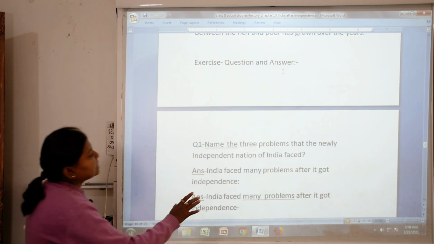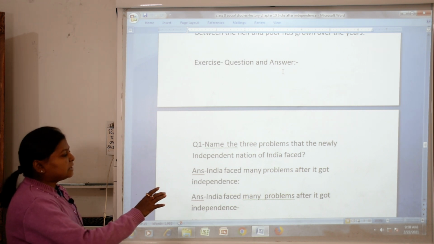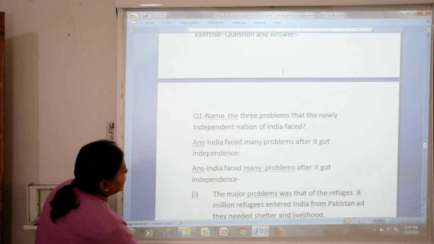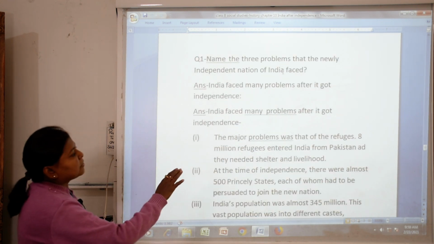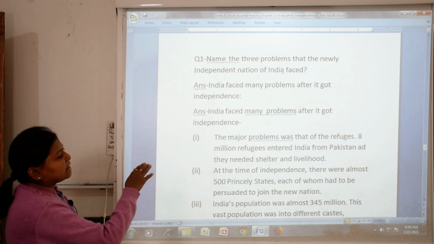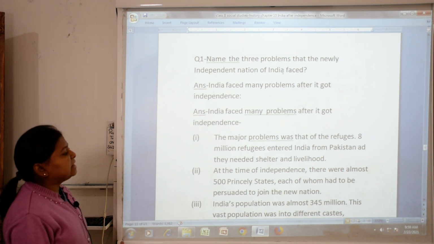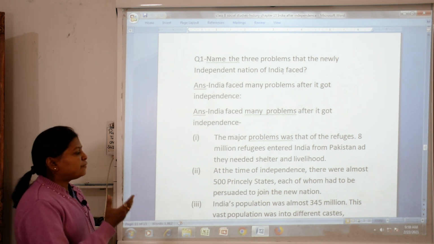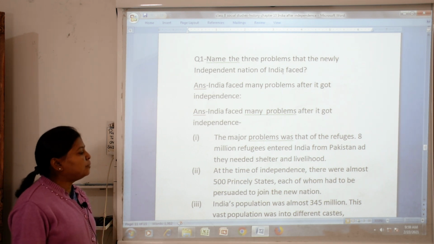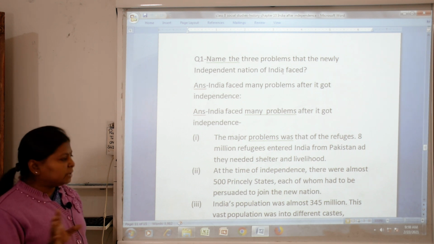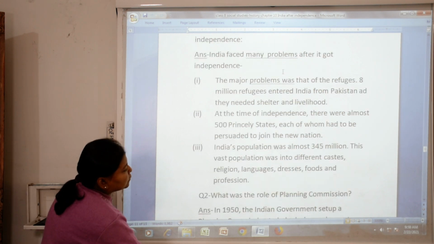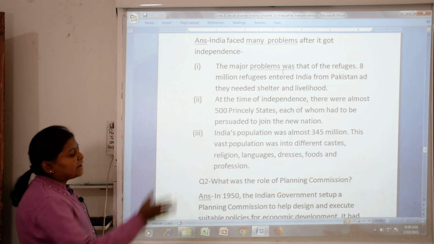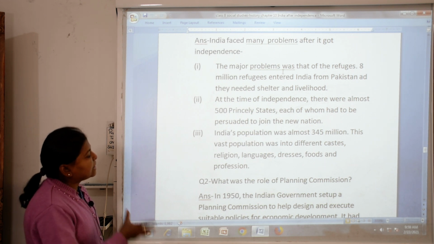Name the 3 problems that the newly independent nations faced. The problems India faced after independence are: first, the major problem was that 8 million refugees entered India from Pakistan. They needed shelter and livelihood. At the time of independence, there were almost 500 princely states, and each of them had to be persuaded to join the new nation. The Indian population was almost 345 million, and this population was divided in different castes, religions, languages, dresses, foods and professions.